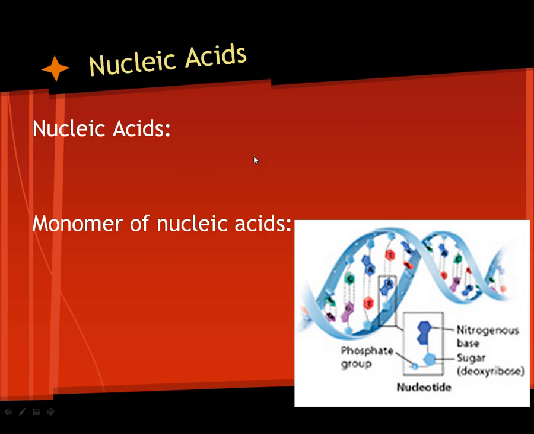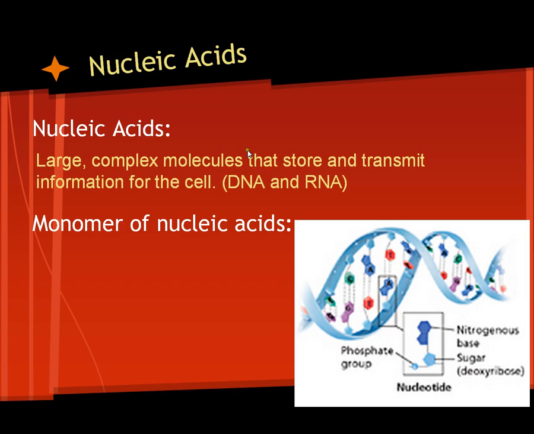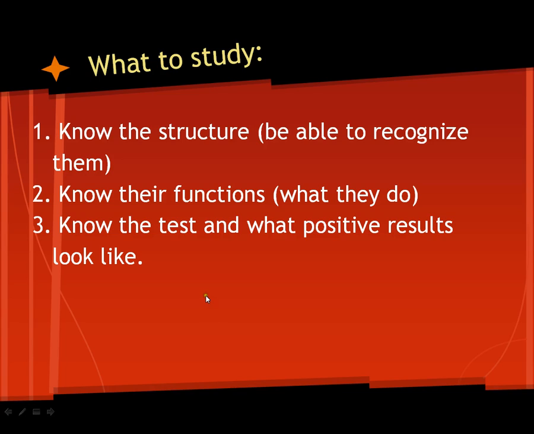We're going to take a moment and talk about nucleic acids just briefly because they are one of the macromolecules. First of all, we don't have a test for them, but nucleic acids are DNA and RNA. A monomer of a nucleic acid is the nucleotide, which is made of the nitrogen base, a sugar, and a phosphate group. So here's what you need to be able to know.